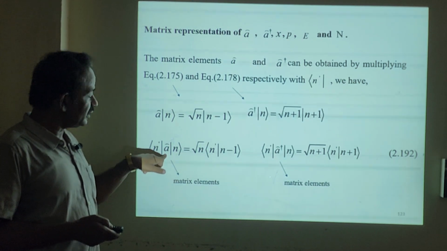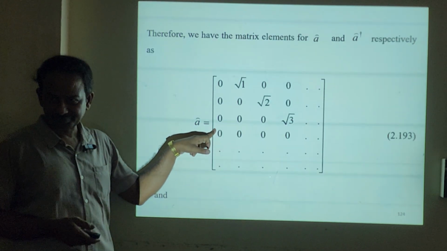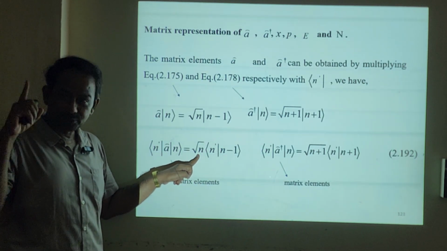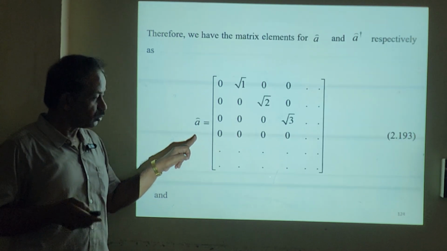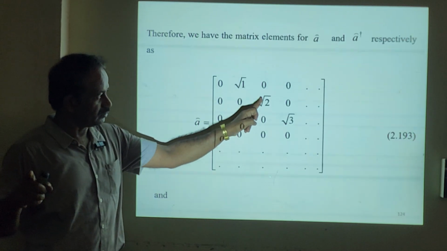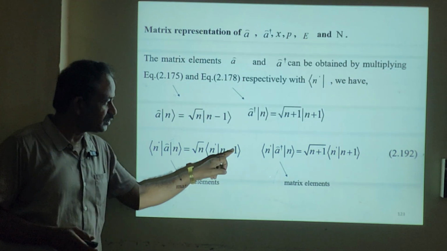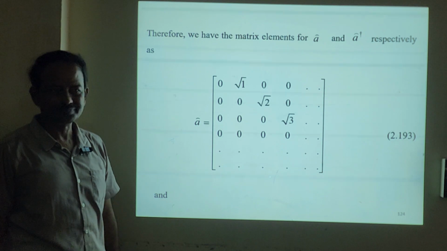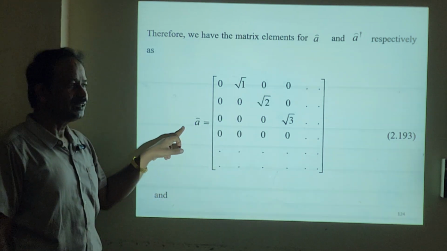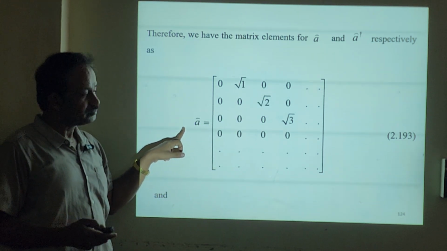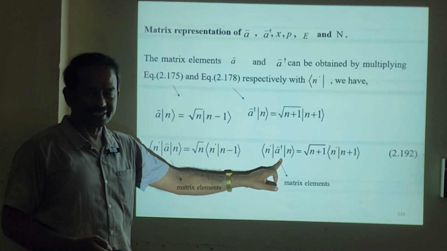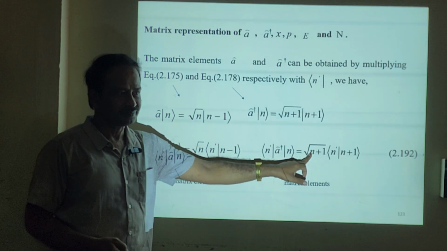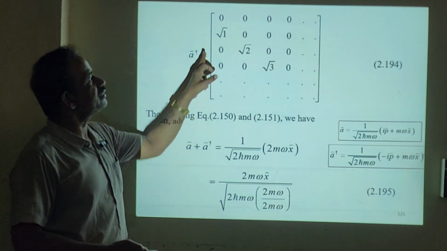So we can write this matrix like this. What is this one? Root n. It starts from 1 to positive values: 1, 2, 3. So root 1, root 2, root 3. What is this one? This one is n minus 1, the off diagonal elements, on that side, the right side. Is it okay? That is how to write the matrix here. Similarly, you can write for A dagger, the creation operator, with root n plus 1. So you can write exactly like this.